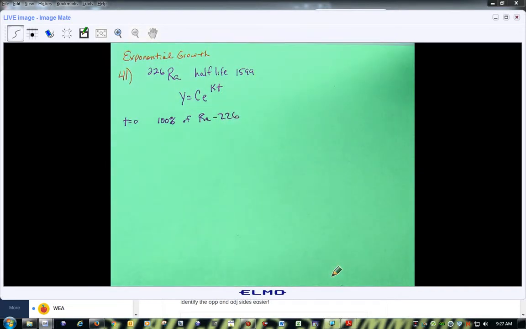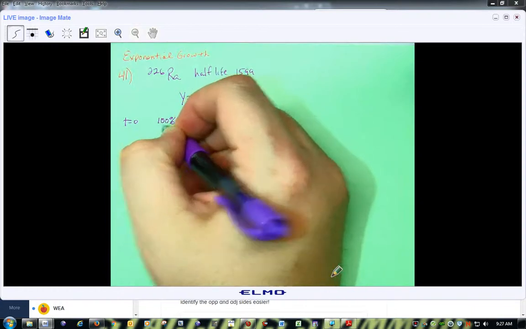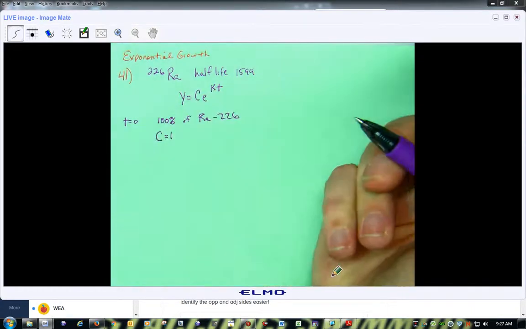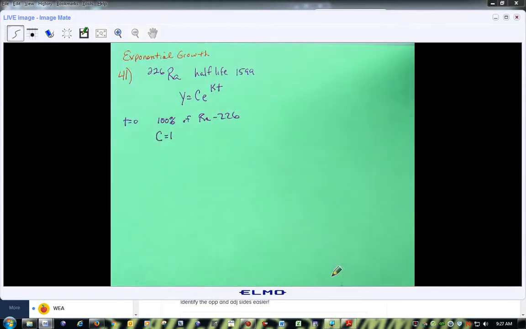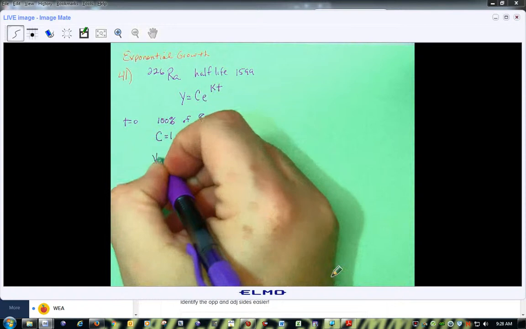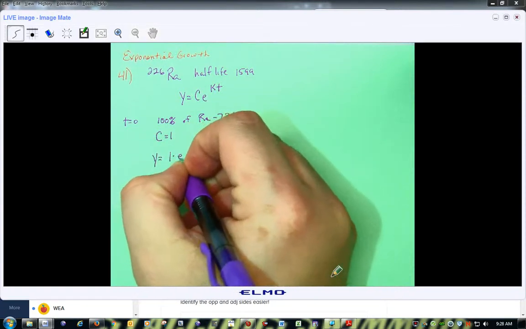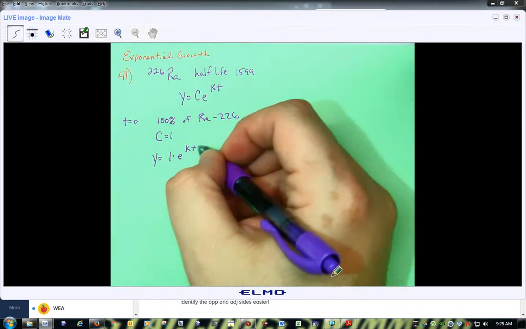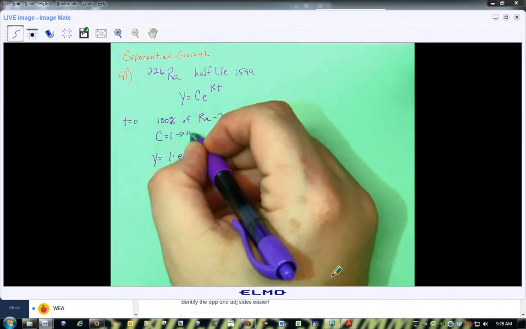Now, this is our initial value, 100%. So I can actually say c is equal to 1. Or you could have put 100 if you wanted to represent percents. I use 1 because it's easier and then I don't really have to multiply by anything. If you put 100, you have to multiply by stuff. So y is equal to 1 times e to the kt power, because that 1 represents 100%.